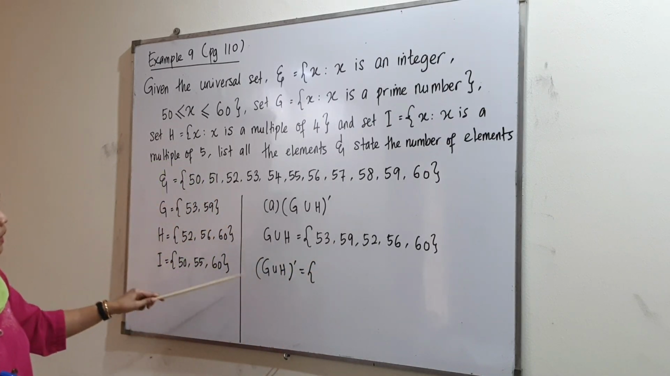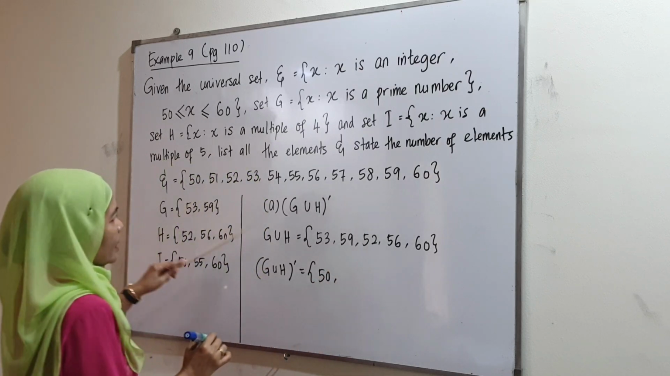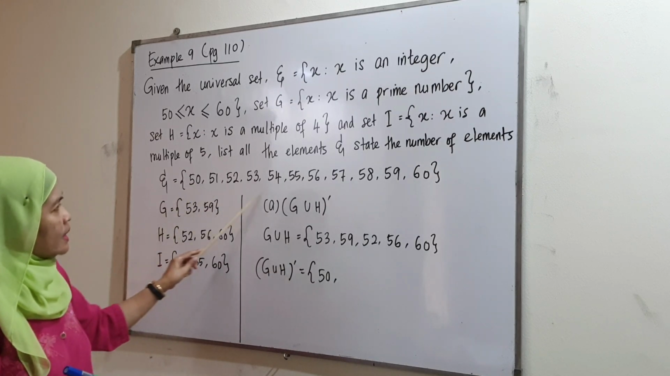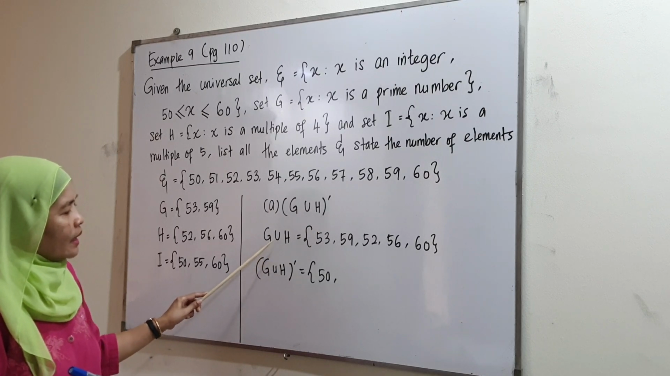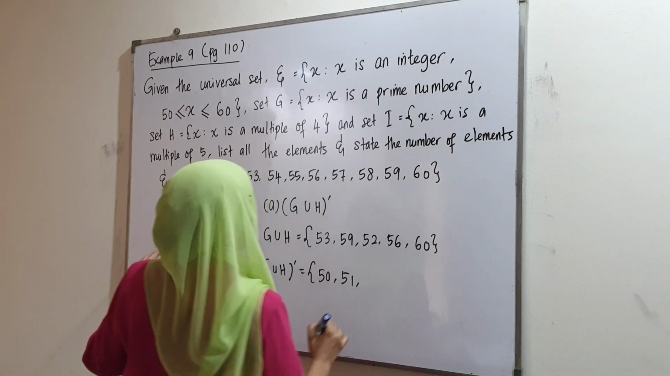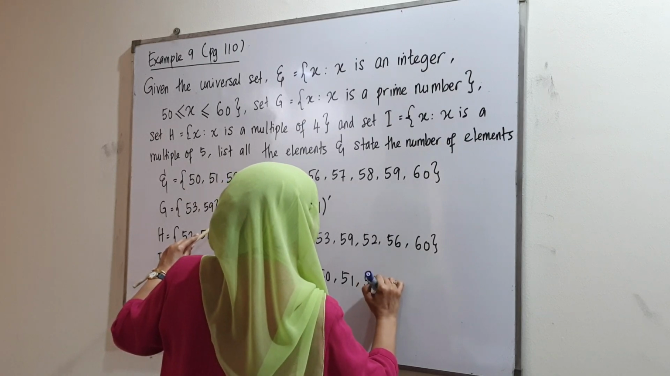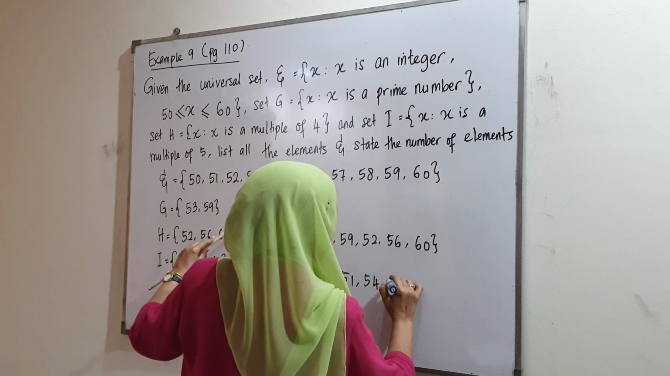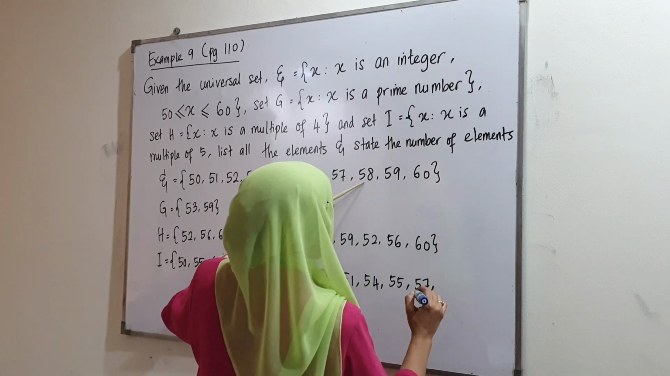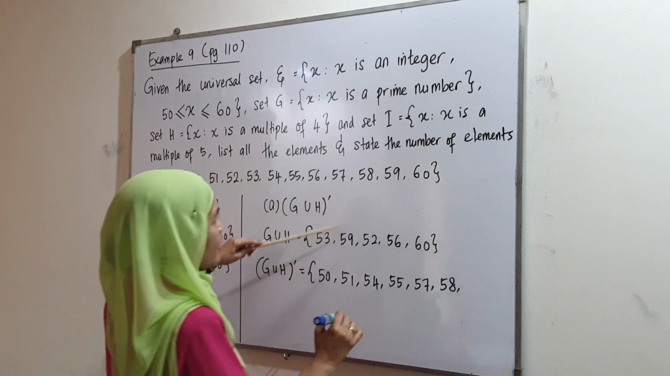Now (G union H) complement. We look at the universal set. The complement is all the universal set except the union of G and H. So 50, 51, 52 no, 53 no, 54 yes, 55 yes, 56 no, 57 yes, 58 yes, 59 no because it's here, and 60 no.